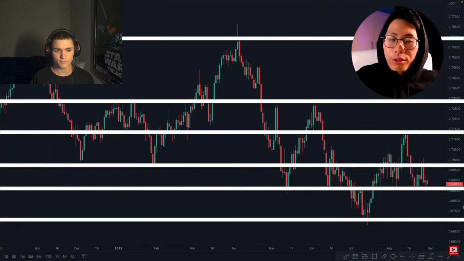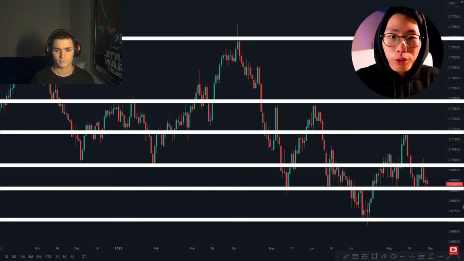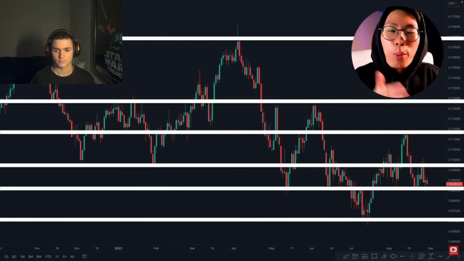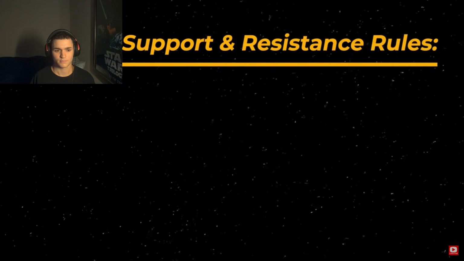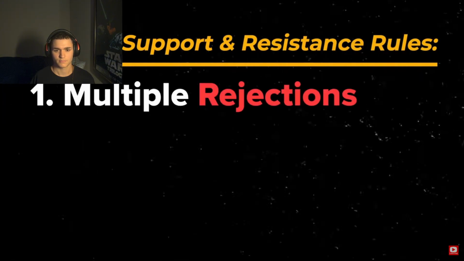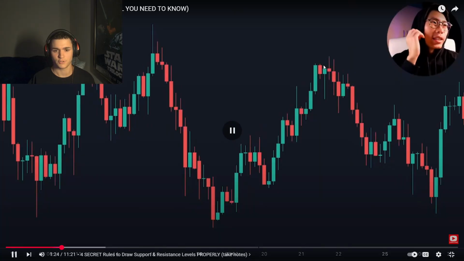While the whole point of drawing key levels is so that it makes it easier for us to analyze and makes us less confused. The reason why a lot of you are still making stupid mistakes like this is because you do not follow the secret rules of support and resistance. The first rule is multiple rejections. Dude, why is that secret? I feel like everybody who ever talks about resistance talks about drawing lines where there's multiple rejections.